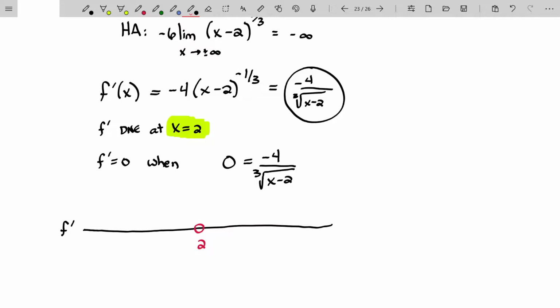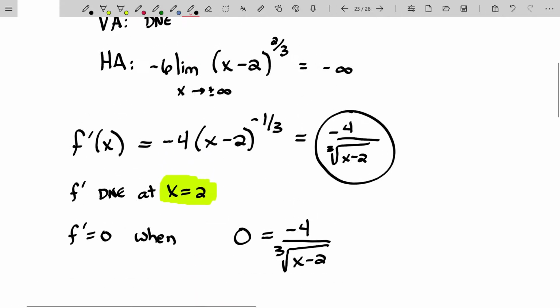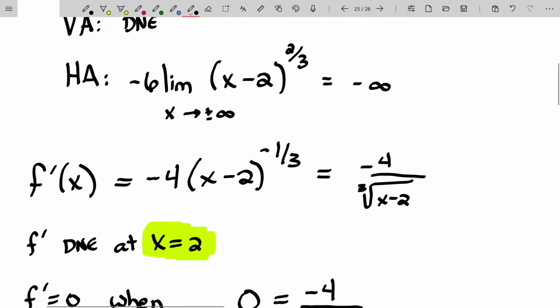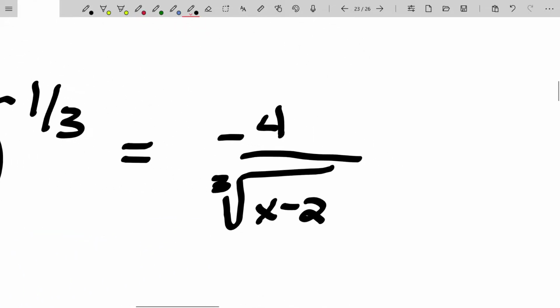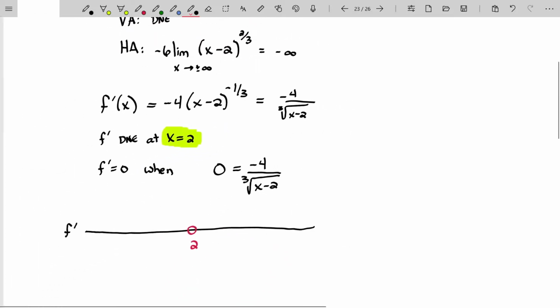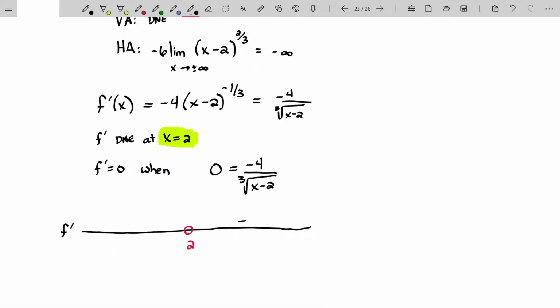Now, that 2, again, is a critical number. The derivative might change signs on either side of that. So let's go ahead and take a look at the derivative, this guy right here, and plug in values that are greater than and then less than 2. If you plug in a value into this derivative that's greater than 2, you'll have -4 over a positive number, and that is going to be a negative derivative. So our derivative will be negative over there, which means that our function will be decreasing.